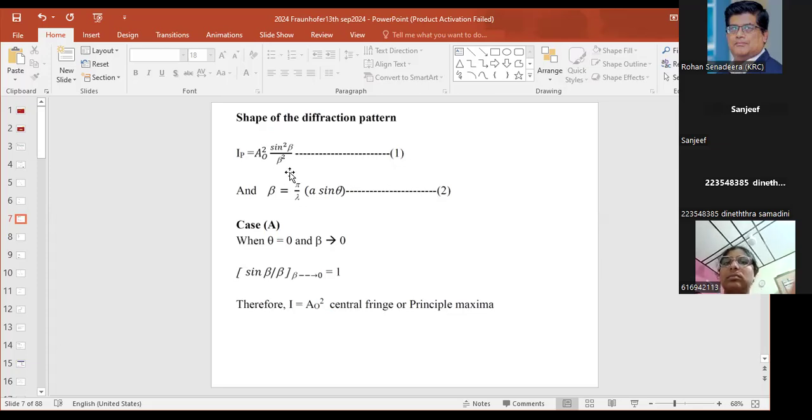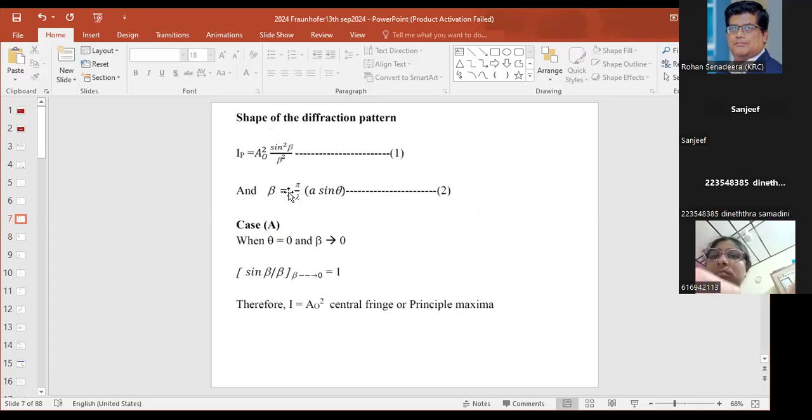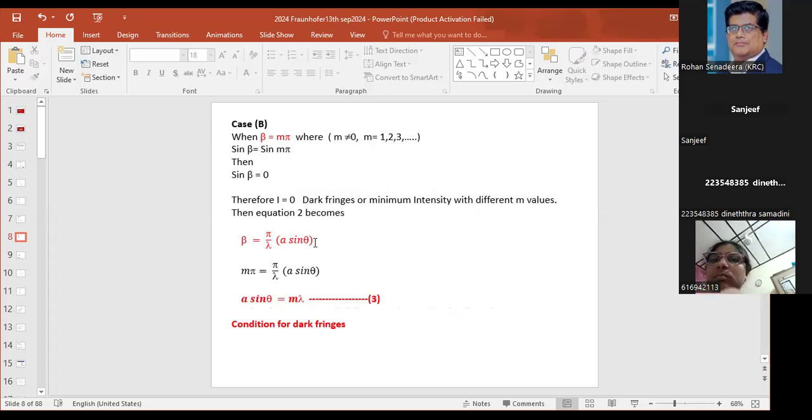Therefore, now I is equal to 0 in this equation, right? So sine beta goes to 0, I goes to 0. So that means dark fringes or minimum intensity with different m values. M is equal to 1, 2, 3, 4, like that, right? Then equation 2 becomes this equation. Now we can write like this. Beta is equal to pi over lambda a sine theta, this equation. Beta is equal to m pi, right? Here we use this one. Beta is equal to m pi. M pi must be equal to pi over lambda a sine theta.